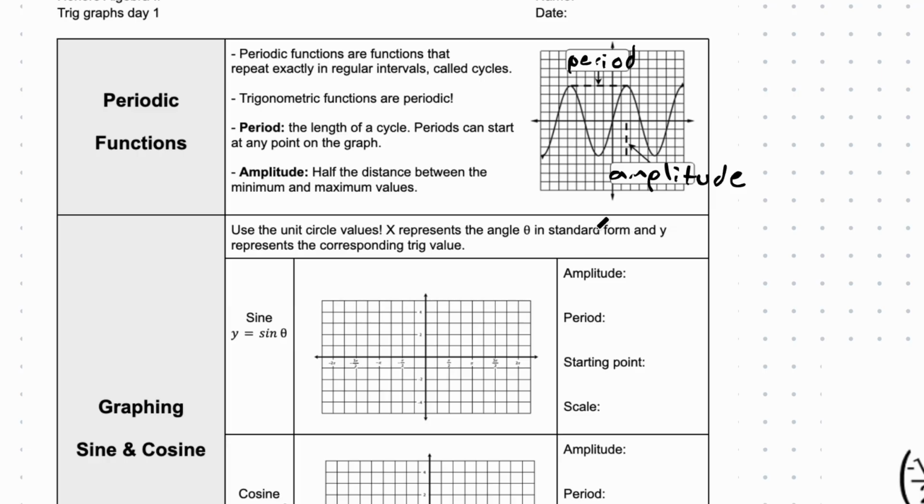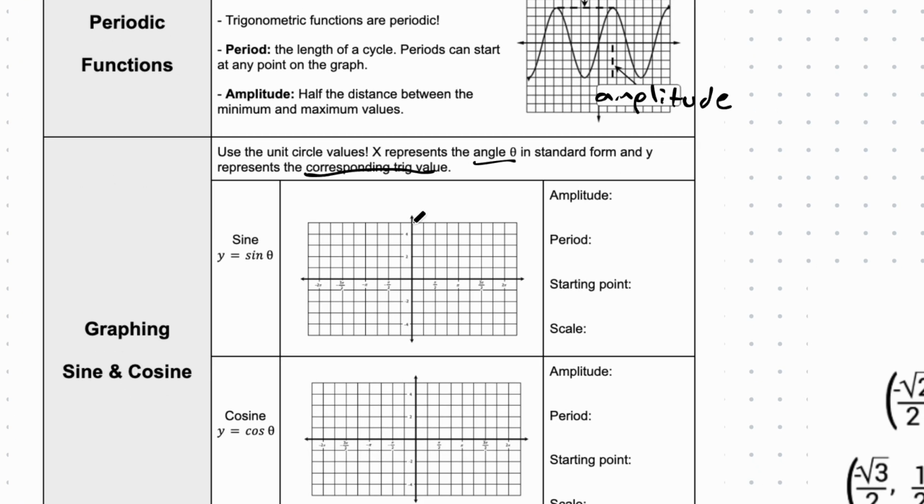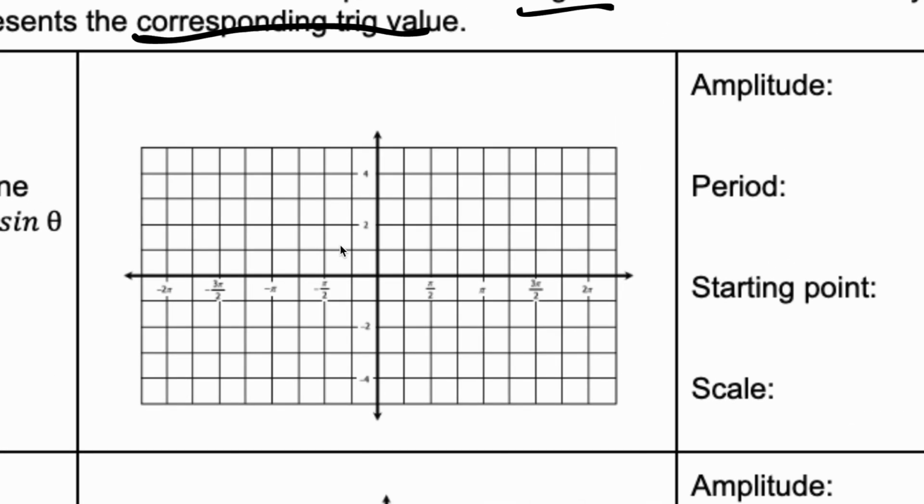Okay, so as I said before, our x value is going to represent the angle, and then our y is going to represent our corresponding trig value. Okay, so let's graph sine first. So it's going to be super helpful for us to use our unit circle here. If we zoom in to this sine graph, our x-axis is our angle. So when our angle is 0, what is our value of sine going to be on our unit circle?